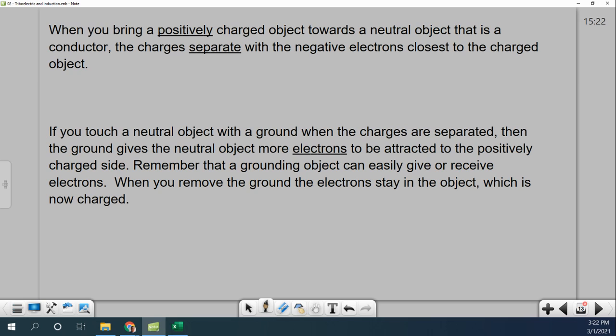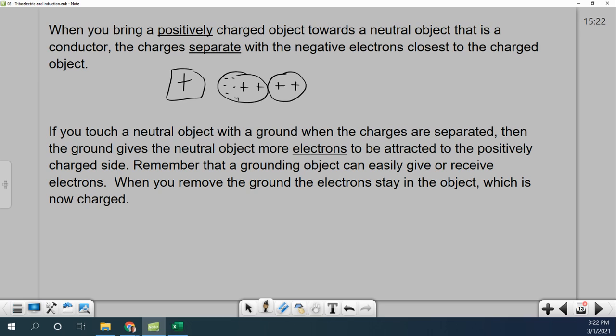And it works with positives too. If I bring a positively charged object towards a neutral object that's a conductor, the charges separate with the negative electrons closest to the charged object. So if I've got two things touching and a big positive charge, all my electrons are going to swarm over here. So my electrons all get pulled towards the positive charge.